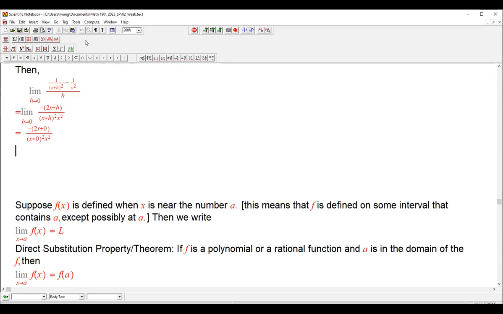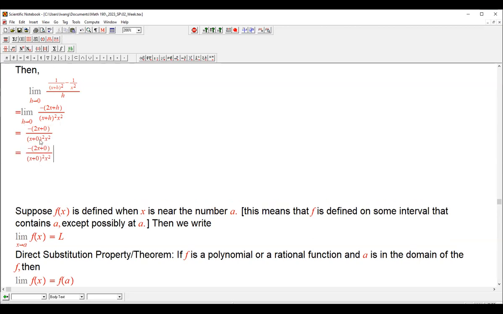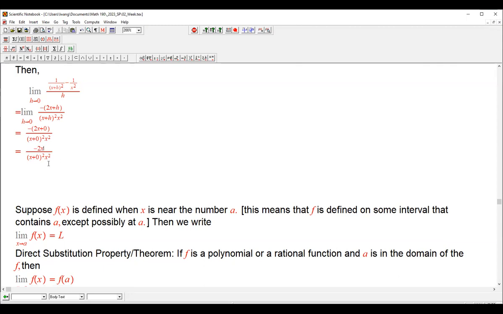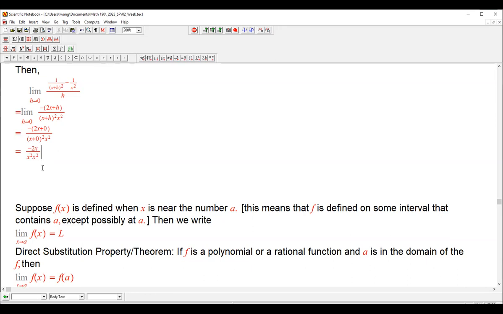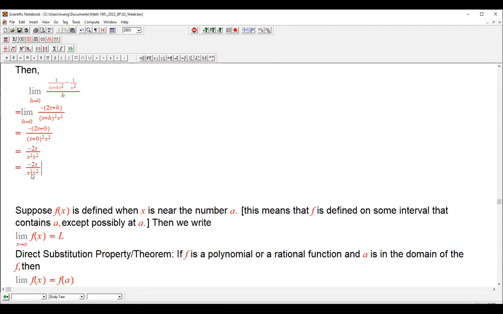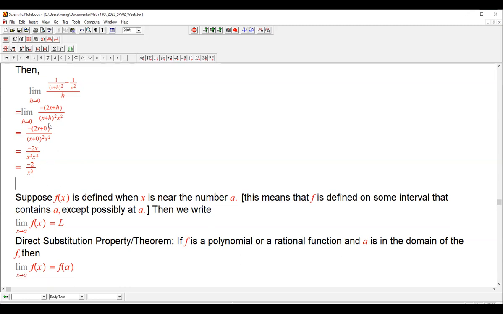After we replace h by 0, what do we get? We just do some reduction. On the top, I will have a negative 2x. On the bottom, x plus 0 squared is just going to be x squared. And now we can even reduce it. So x is removed, simplified, and we'll end up with negative 2 over x raised to the power 3. So this is the end of the question. That's one way to show work.